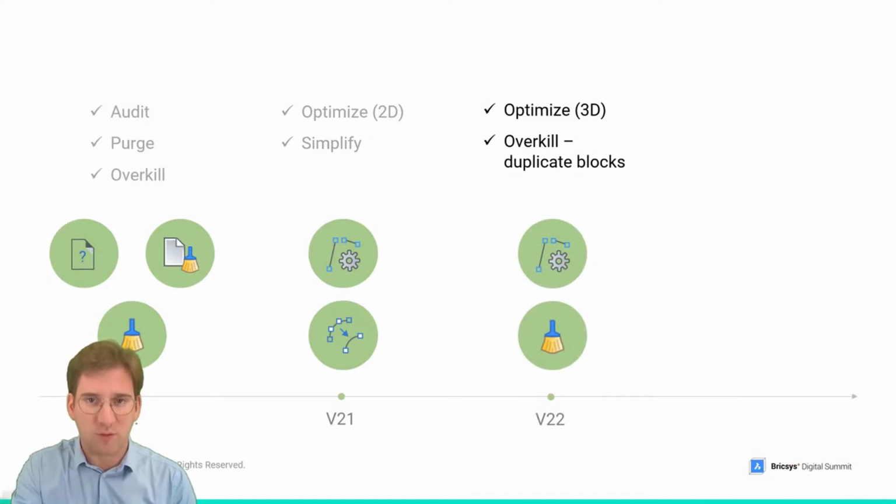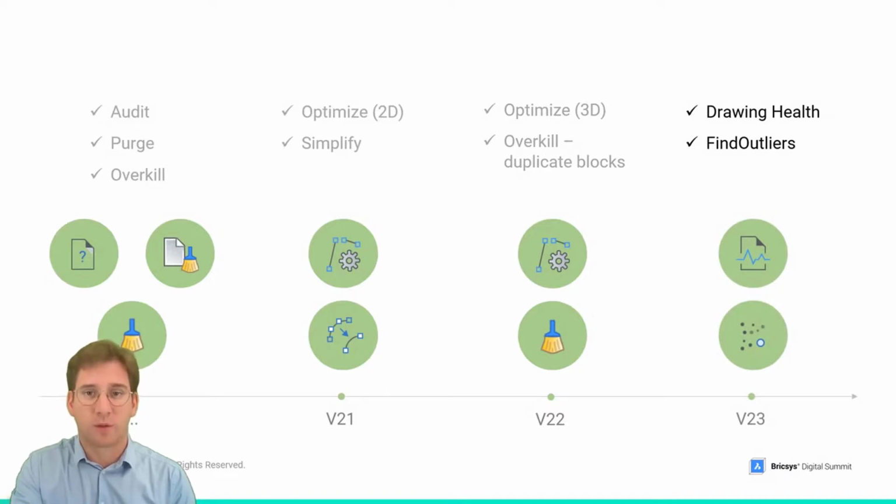With BricsCAD v22, we've continued this path and made a lot of functional extensions and improvements to the tools in the drawing optimizations suite. The Optimize tool now got a 3D mode, optimizing the faces of 3D solids. And the Overkill command also got a new mode to delete duplicate block definitions in the database, which is reusing Blockify technology.